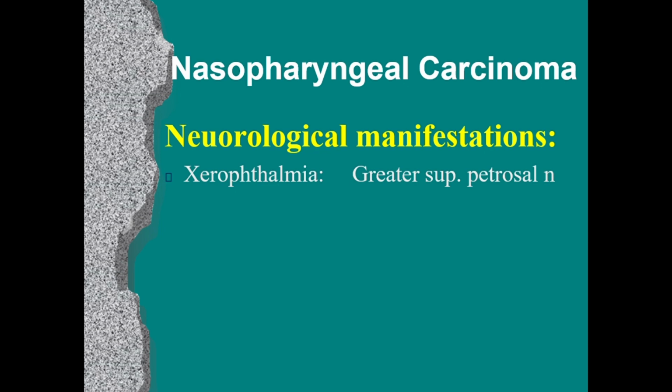Neurological manifestations include xerophthalmia. Xerophthalmia means decreased lacrimal secretion. What is the relation between the lacrimal gland and the nasopharynx? We know that the roof of the nasopharynx is formed by the skull base. The sphenoid sinus is present in the roof of the nasopharynx.